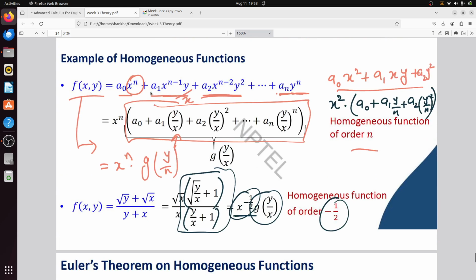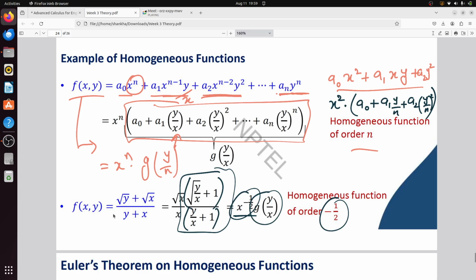Any polynomial of this sort, a0 x to the power n plus a1 x to the power n minus 1 into y plus a2 x to the power n minus 2 into y square plus and so on plus an y to the power n, then you can take x to the power n common. And there is another example, square root of y plus square root of x divided by y plus x. This is a homogeneous function of degree minus half.